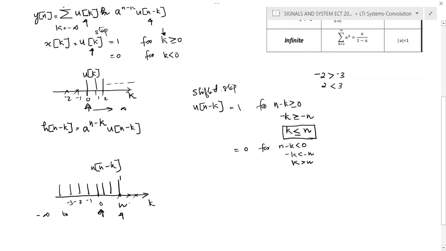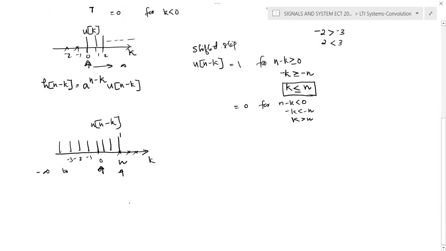So we can limit our summation. You can change y of n to be equal to sigma k ranging from 0 to n, because we don't want to find the summation from minus infinity, because the first signal starts only from 0. And the second signal u of n minus k exists only up to n. So we can limit the summation up to n.